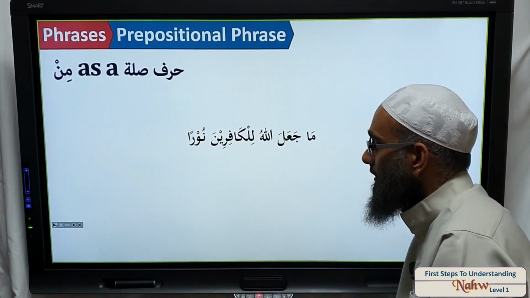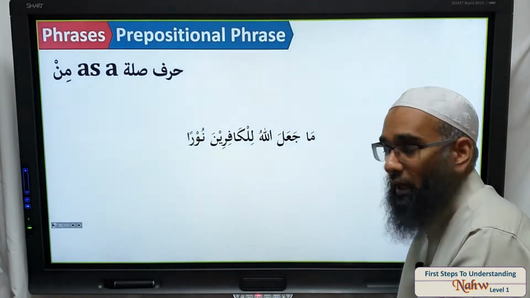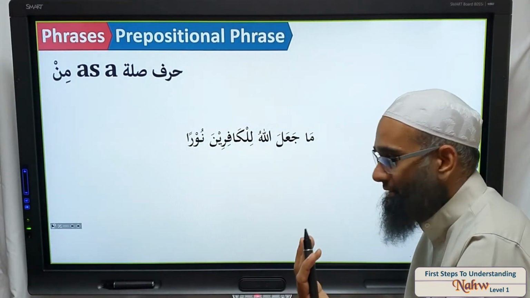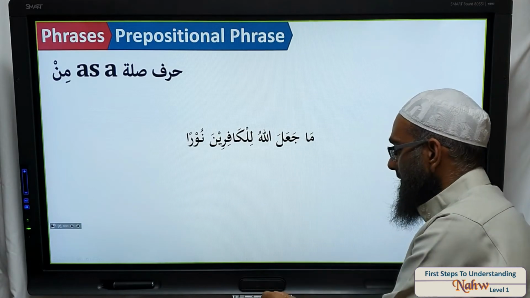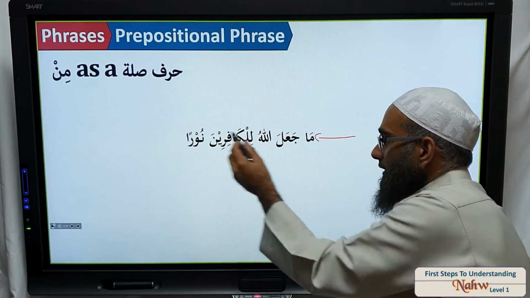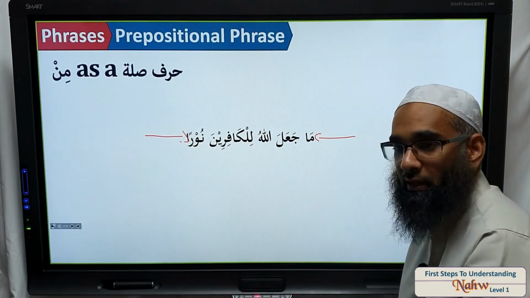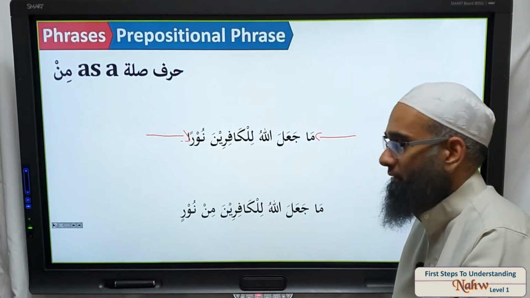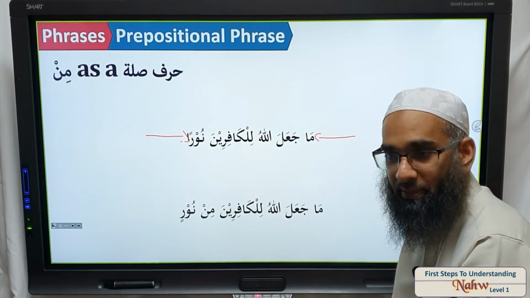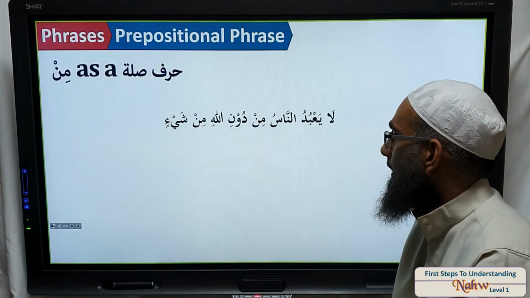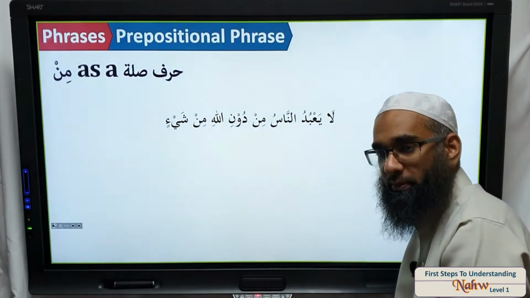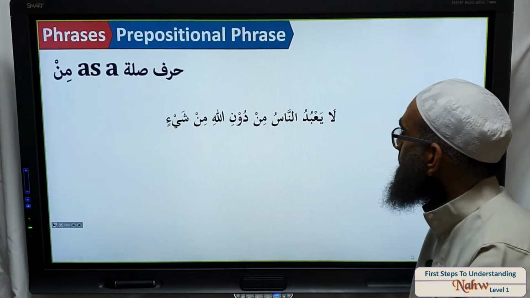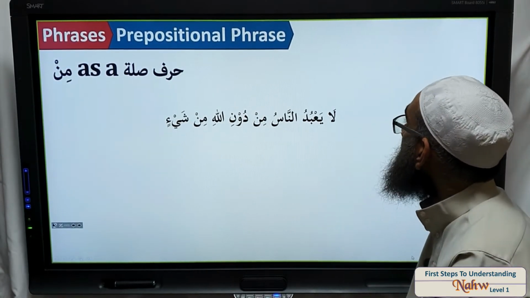Another example. ما جعل الله للكافرين نورا. Allah did not make for the disbelievers any nur, any guidance. What is ma? Harf nafyin. Nuran? Nakira word. ما جعل الله للكافرين من نور. Do you understand the structure, what's happening? Okay. Who else have a go at this one? Muhammad, you go. Bismillah.